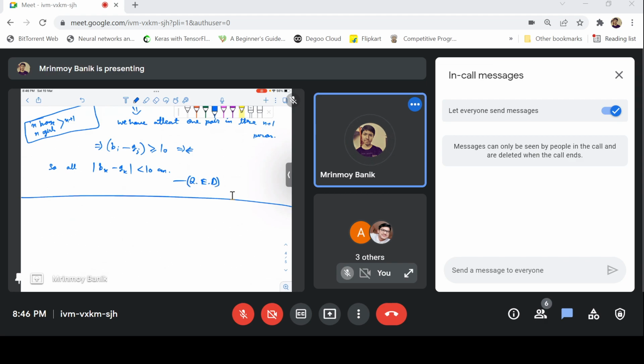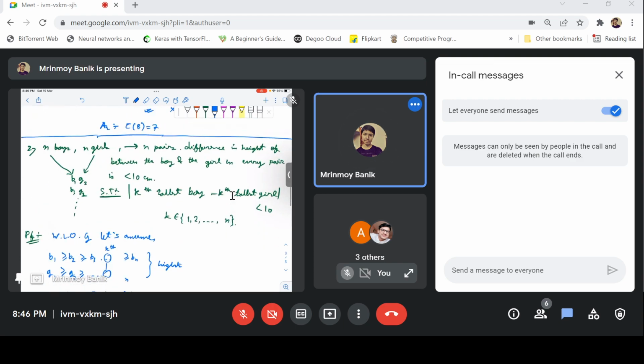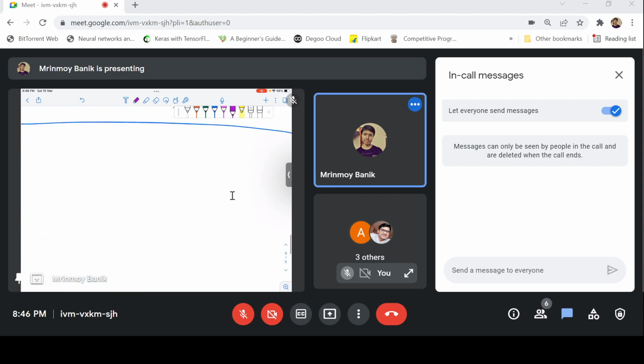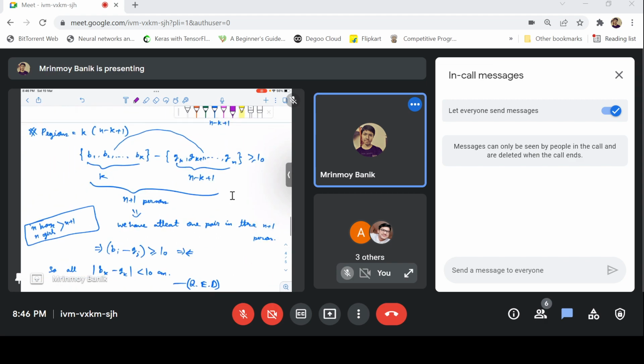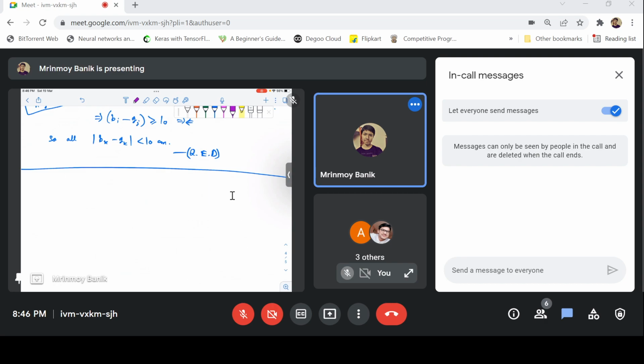Is that okay? Right. So anyone, any doubts? So this was also a pretty easy problem from PHP. Now the third one.